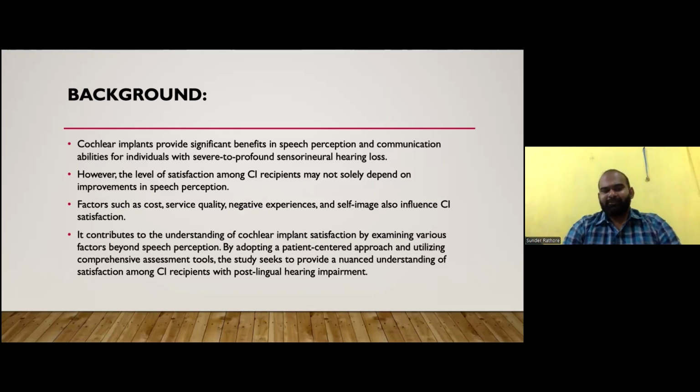So basically, it contributes to the understanding of cochlear implant satisfaction by examining various factors beyond speech perception, by adopting a patient-centered approach and utilizing comprehensive assessment tools. The study also seeks to provide a nuanced understanding of satisfaction among cochlear implant recipients with postlingual hearing impairments.